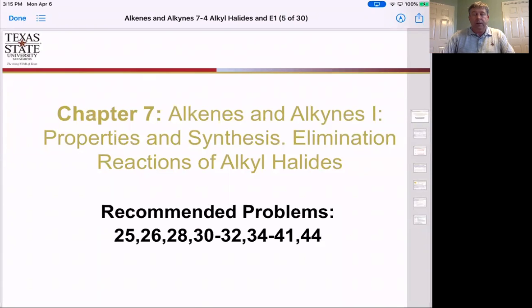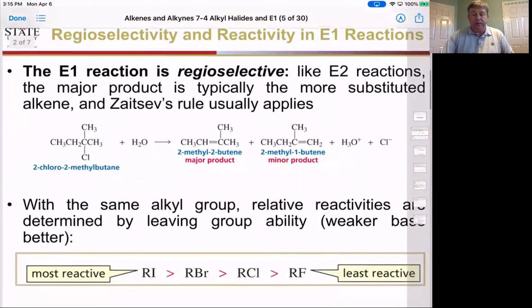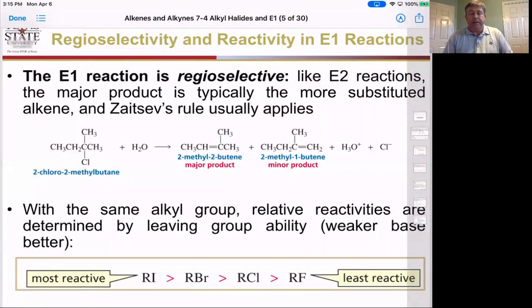Okay, Chemistry 2341. We're going to continue on with Chapter 7, Part 4. We're going to look at the alkyl halides and the E1 elimination reaction. Okay, so when we talk about the E1 reaction, we need to first think about the idea that it is regioselective. Like E2 reactions, the major product is typically the more substituted alkene, and therefore Zaitsev rule applies. Now, it does go through a different mechanism than the E2 reactions, but the rule tends to apply, okay?